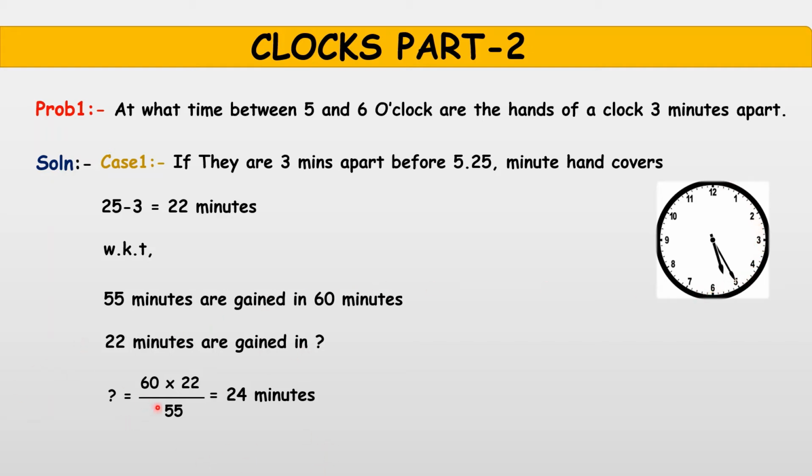60 into 22 by 55. After solving this, you are going to get 24 minutes. So at 5:24, the hour hand and minute hand are 3 minutes apart. So this is case 1.